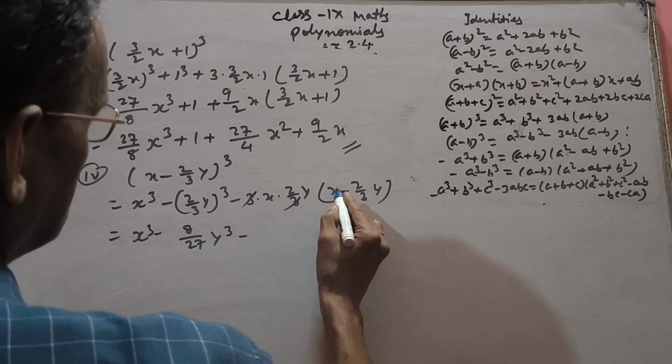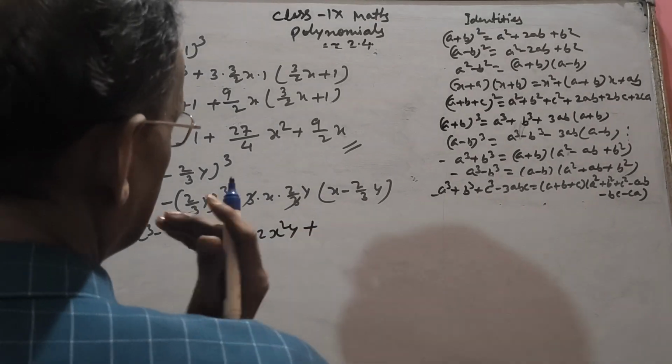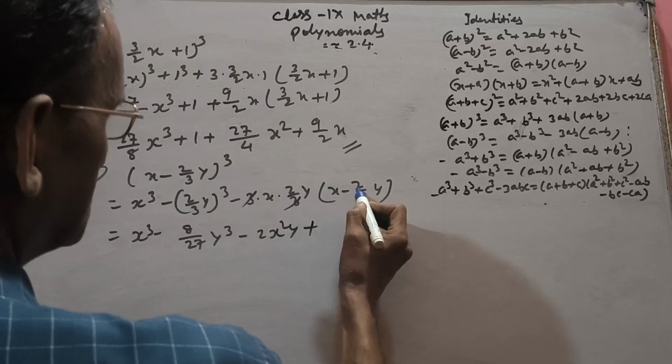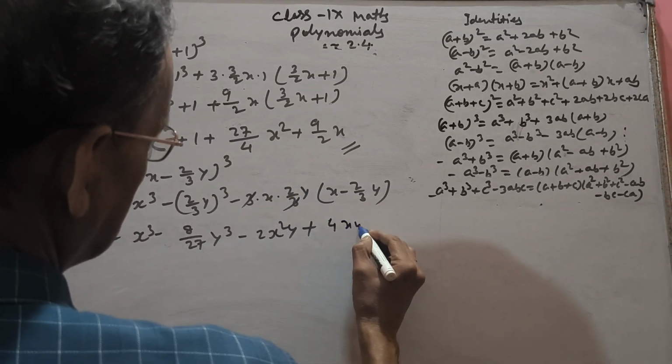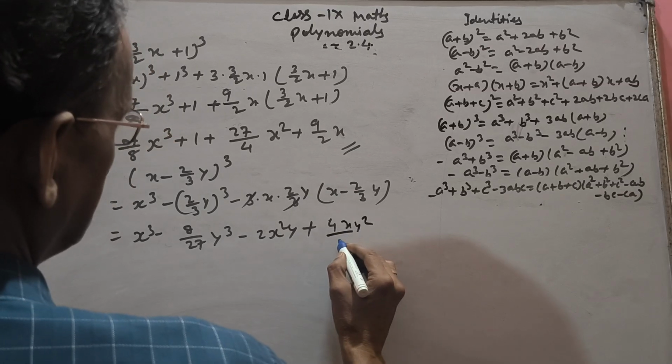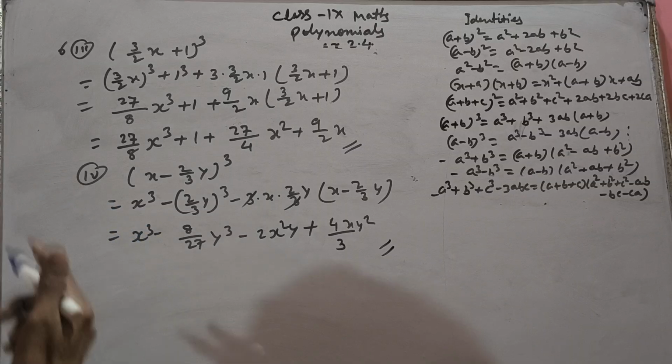Okay, so minus 2xy into x. So x into x, what will we get? 2x square y, minus minus plus. This is 2 times 4 x into xy into y, xy square by 3. So this is the answer. Okay, number 7 now.